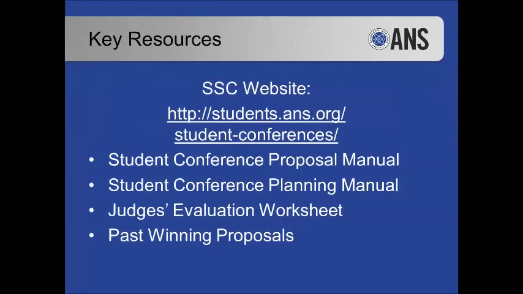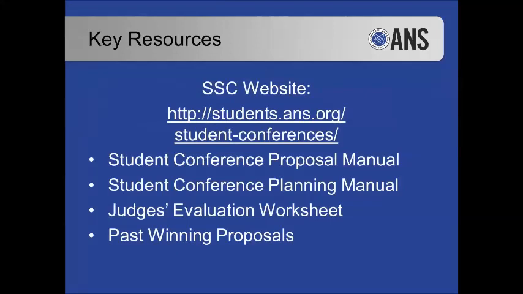If you read through the planning manual as you're writing your proposal, it might bring things up that you didn't know you had to think about. So it can be a very helpful resource as you're planning. The judge's evaluation worksheet. This one is crucial. I highly suggest that as you are writing your proposal, if you get your first copy done, you go through this judge's evaluation worksheet and check everything off. If you're missing things, go back and add them, and keep doing that until you've gotten everything on that sheet.